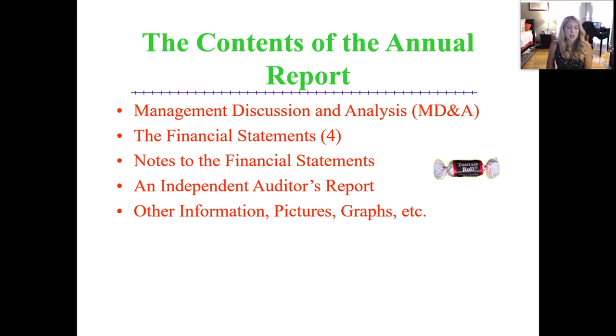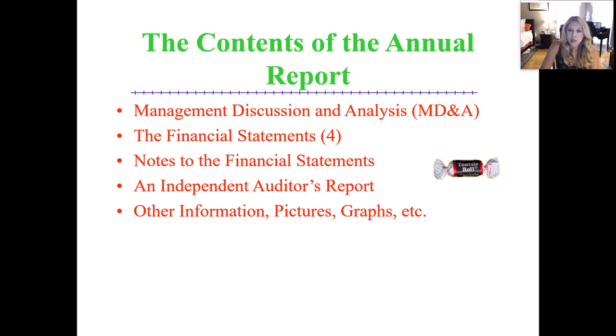So let's start off. For those of you who may not be familiar with what an annual report is, an annual report is a document issued by every publicly traded company. They have to issue it once a year annually to the SEC, and they also usually publish it online on the company's website. So within this annual report are several items. So we're going to talk about each one of those.